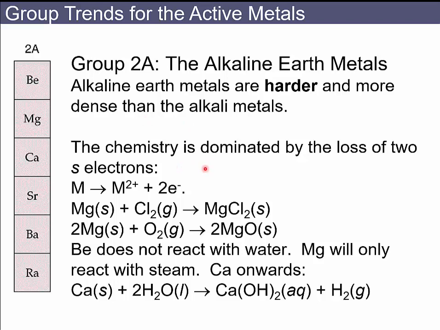So our metal is going to form a +2 cation and 2 electrons. So magnesium will react with chlorine to form magnesium chloride, or two magnesiums will react with oxygen to form magnesium oxide. Beryllium does not react with water. Magnesium will only react with steam. From calcium onwards, we have a reaction where the calcium is going to react with water to form calcium hydroxide and H2 gas. This is pretty much the same reaction that we saw with the alkali metals.